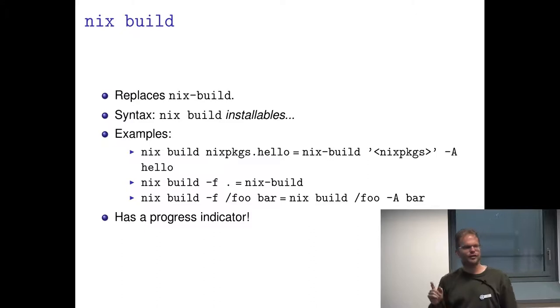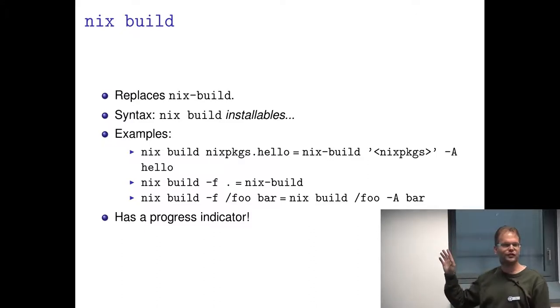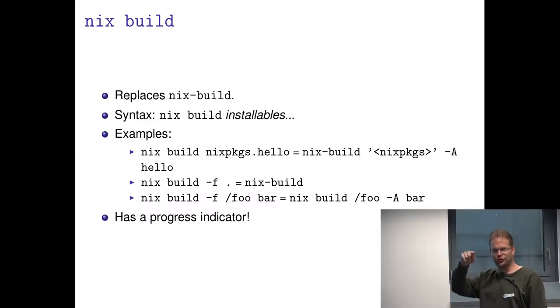So another change compared to nix-env is that we're trying to get rid of searching for packages using their name, because that's super slow. So the idea is that you reference packages by their attribute name, which is, I guess, what most people were doing anyway with the -A option. But here it's the default.